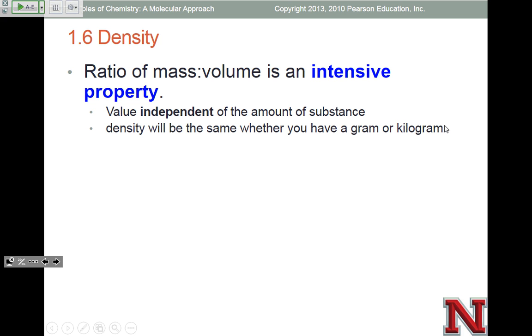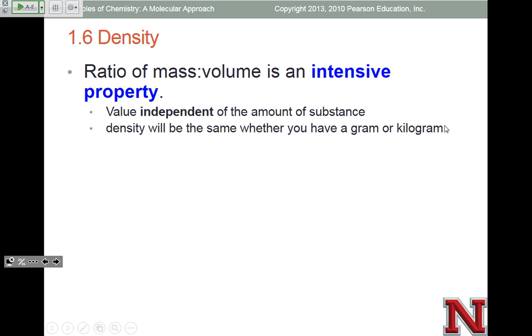Now, density, which is the ratio of mass and volume of a substance, is an intensive property. It's independent of the amount of substance. The density of water is always the density of water, assuming we're at the same temperature. Because remember, at different temperatures, our molecules have a different kinetic energy. So we have to have that same temperature when we're discussing this. But it's independent of the amount of substance.